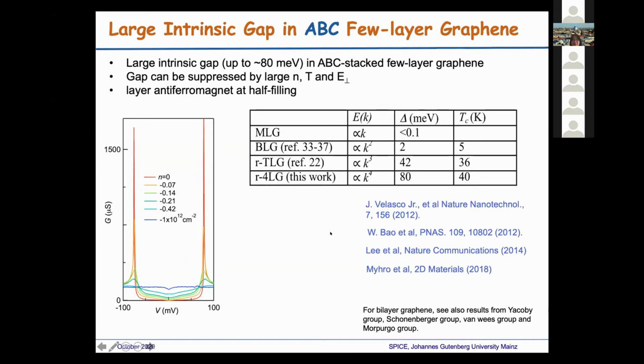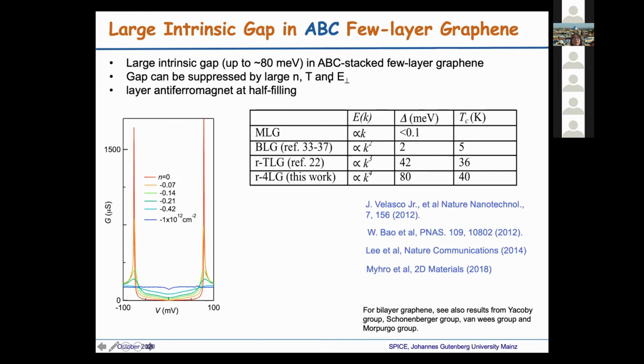Okay, and this is a very brief summary of what we've done in ABC stacked few-layer graphene. This is basically the accumulation of about 4 or 5 of our works in this area. So just briefly, what we find is that if we have ABC stacked few-layer graphene, they are actually intrinsic insulators, and this gap insulator arises from the large density of states and the flat bands in few-layer graphene.